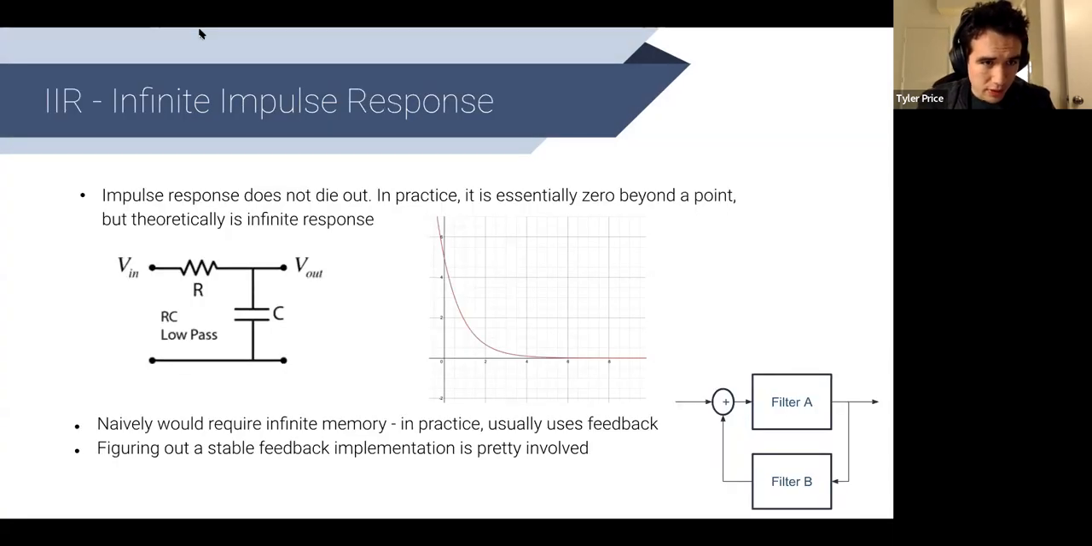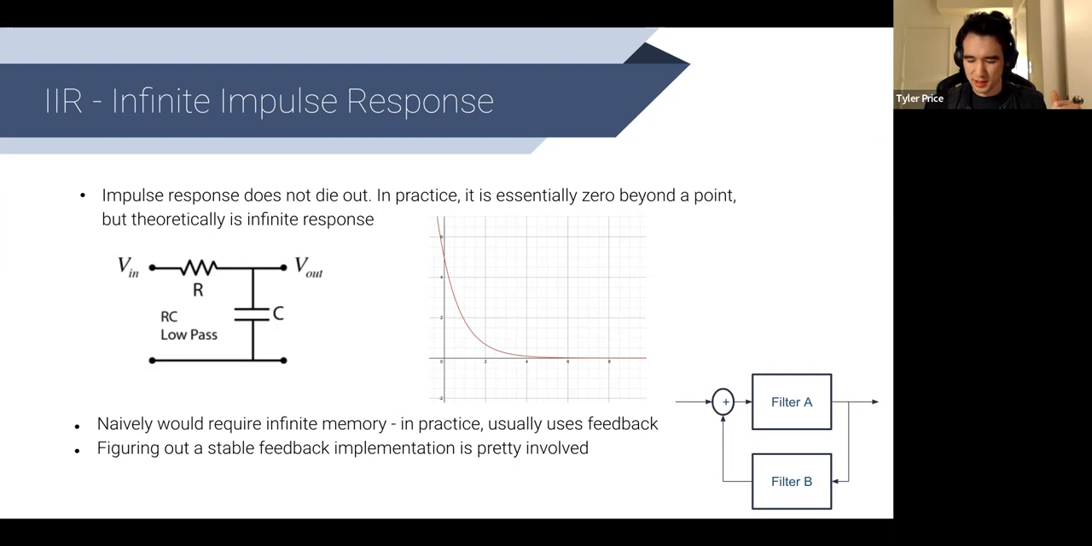Yeah. So an infinite impulse response, to put it very simply, is an impulse response that does not die out. However, typically a filter's impulse response will, at a certain point, die down to a really low level, where it's basically going to be zero beyond that point.